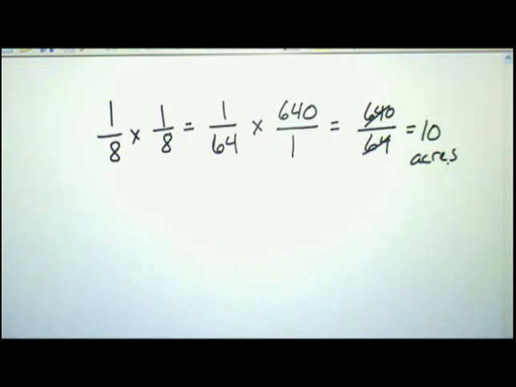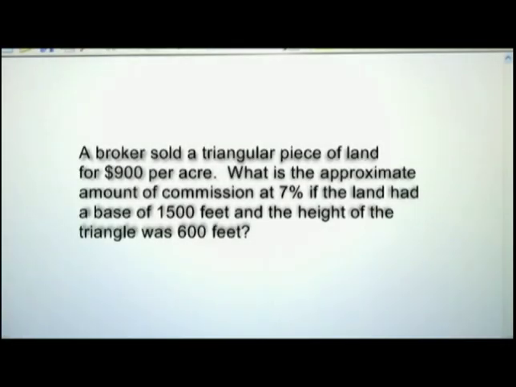Again, there are no less than 4 different ways to do this problem. If you got to the right answer a different way, use the method you're comfortable with. A broker sold a triangular piece of land for $900 per acre. What was the approximate amount of commission at 7% if the land had a base of 1,500 feet and the height of the triangle was 600 feet?